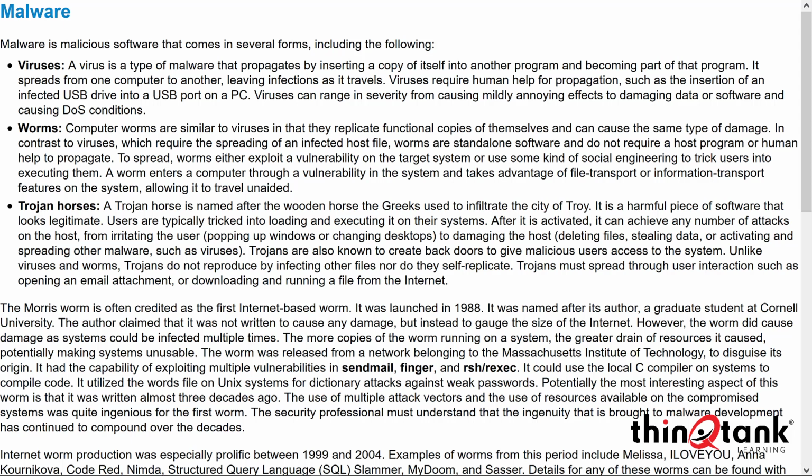And there's different types, right? We have viruses, we have worms, we have Trojan horses, we have ransomware, spyware, adware, rogue software, wiper software, scareware, and certainly we can talk about all of these different types of malware, right?